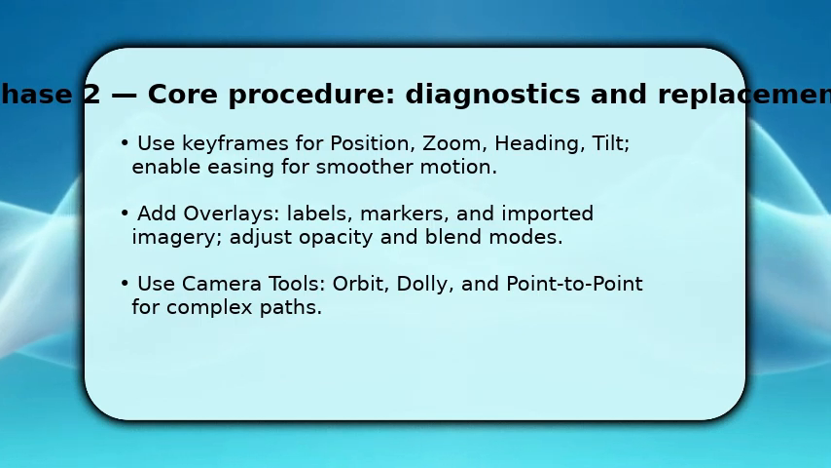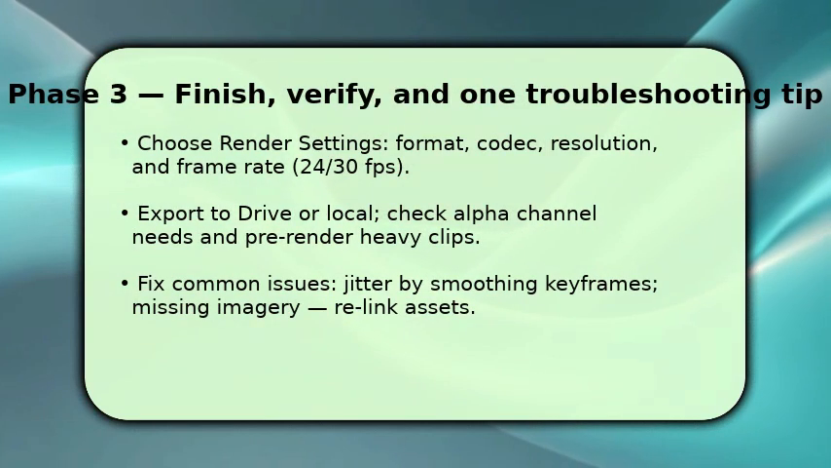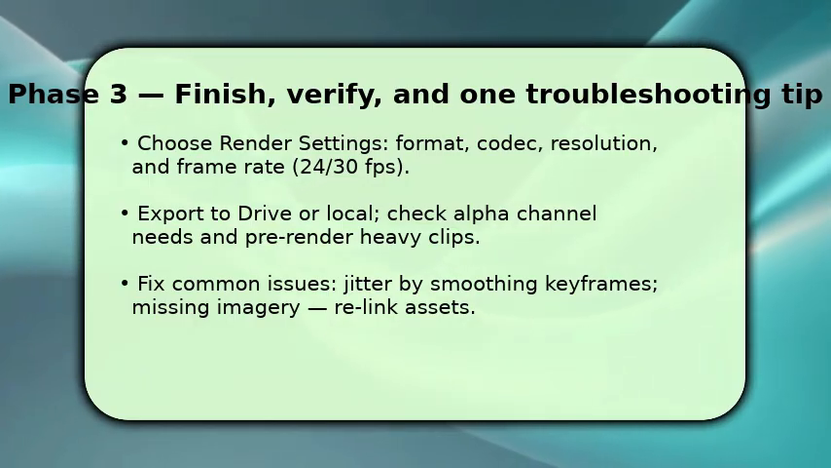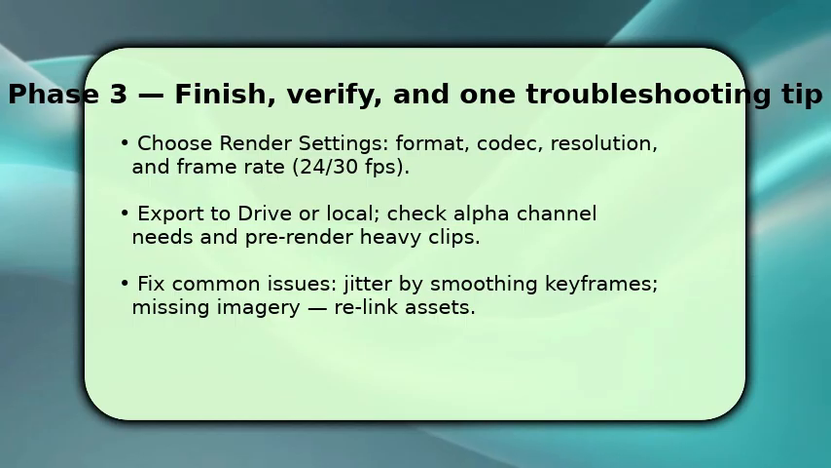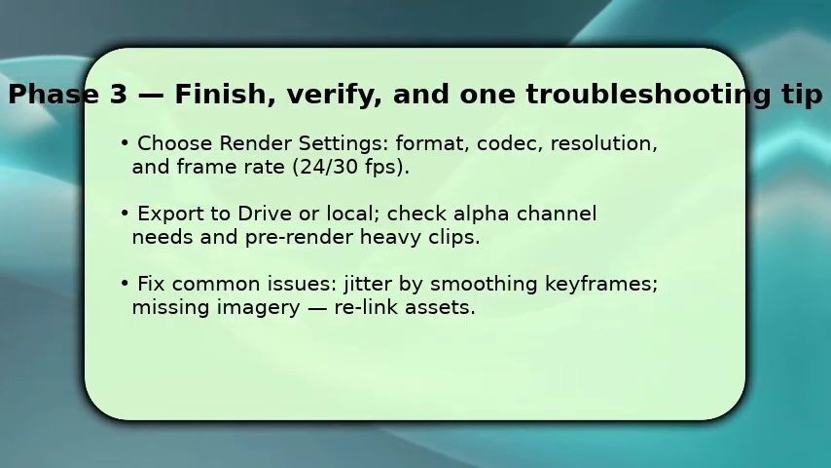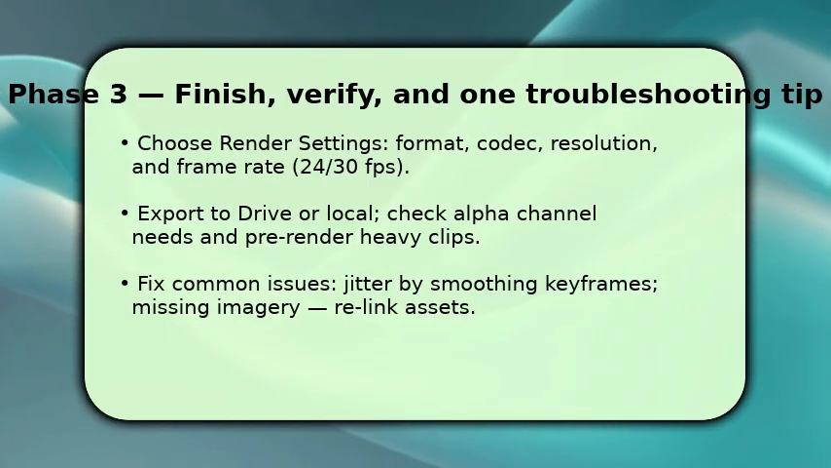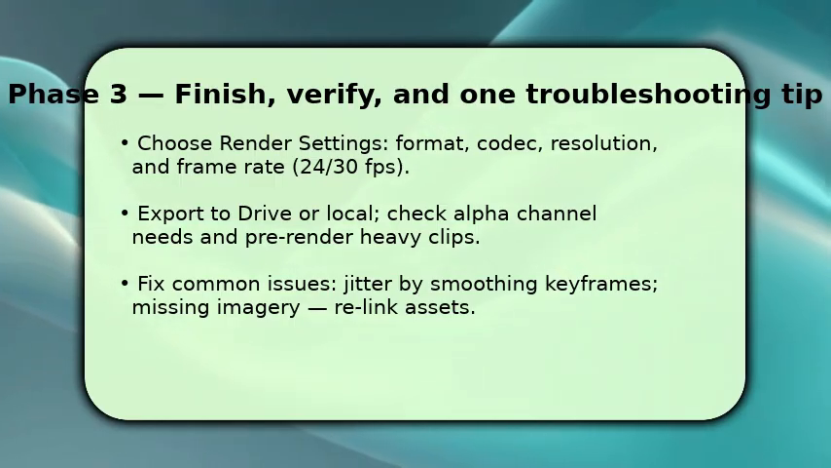When you're ready, open render settings and pick format and codec that fit your edit. MP4 for quick edits, image sequence for compositing. Set frame rate to 24 or 30 FPS and confirm resolution. Export to drive or download locally.